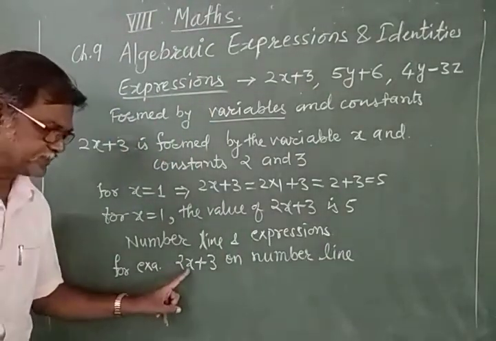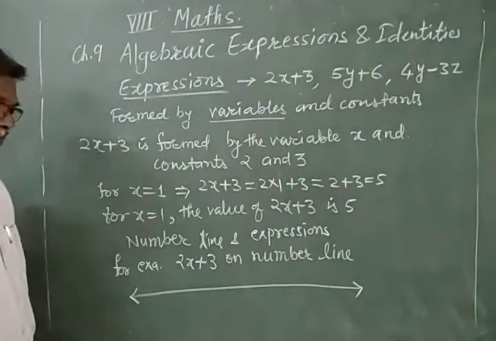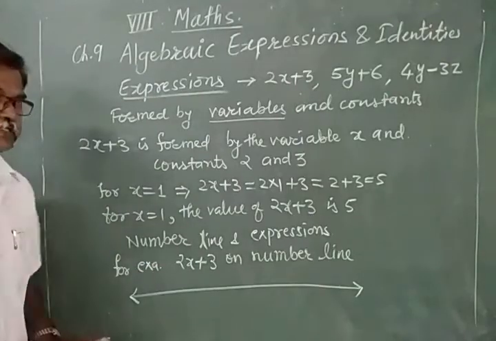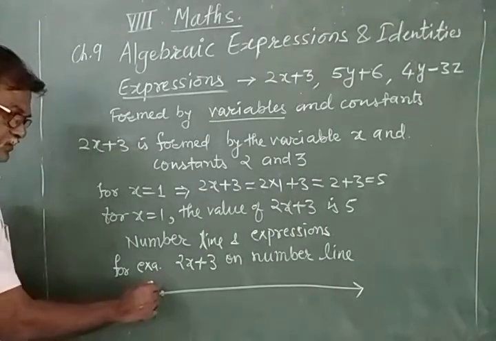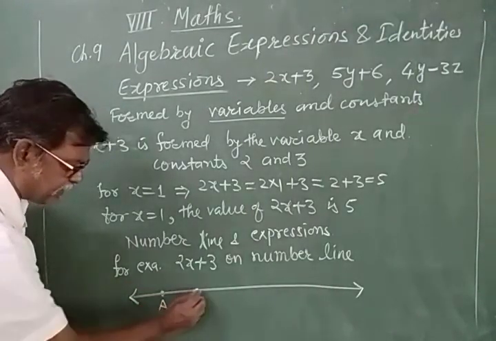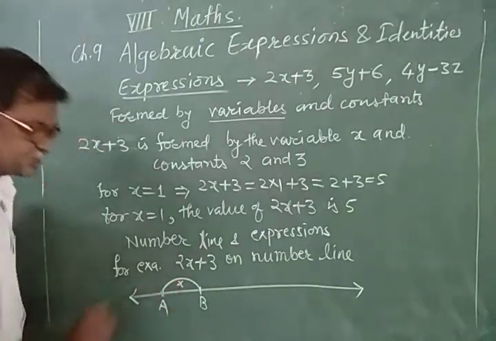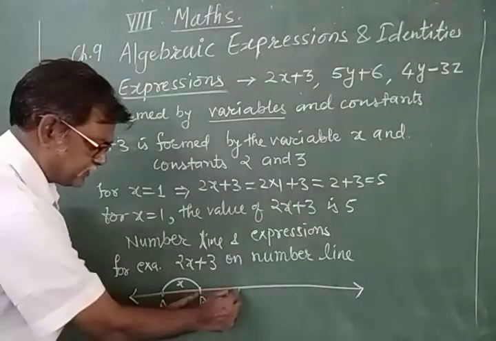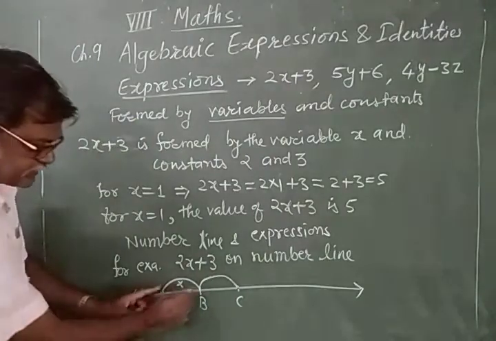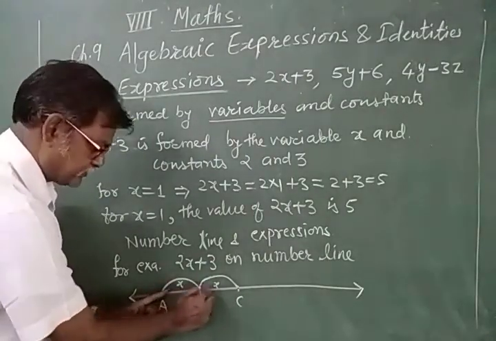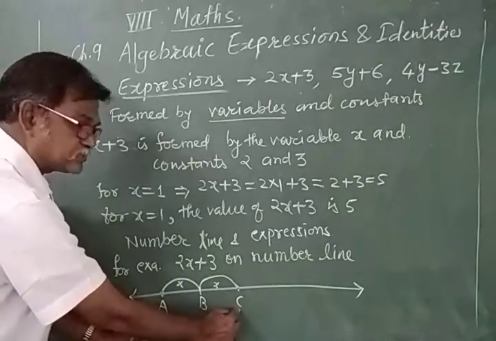Now, the variable is x. So this is the number line. We don't know the value of x. Suppose we start from any point, say A, and we consider this distance AB as x. Then the same distance will be there, BC. So this is x and x. From A, AC becomes 2x.